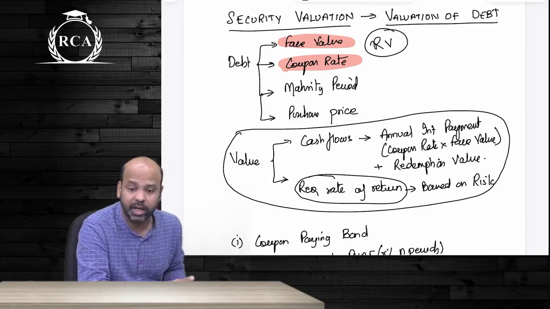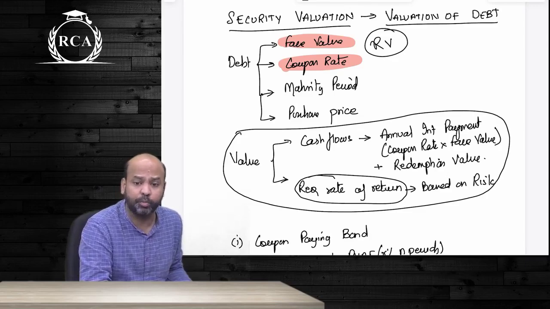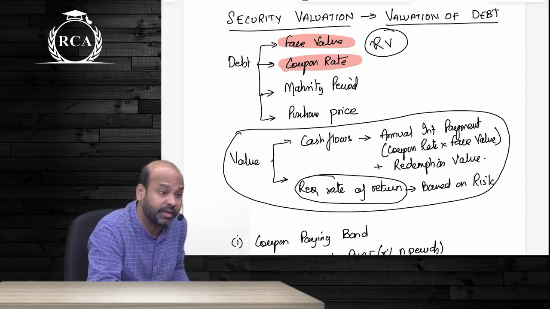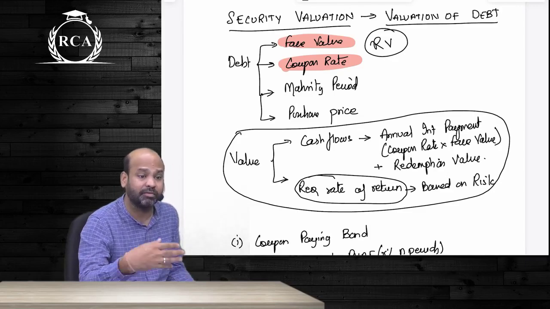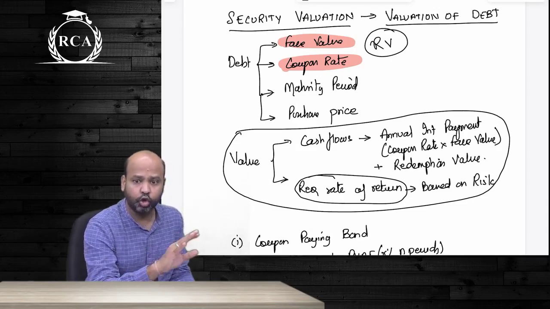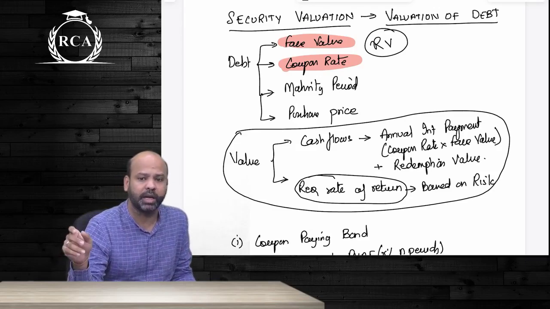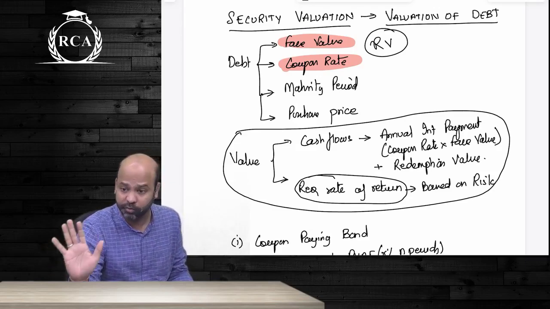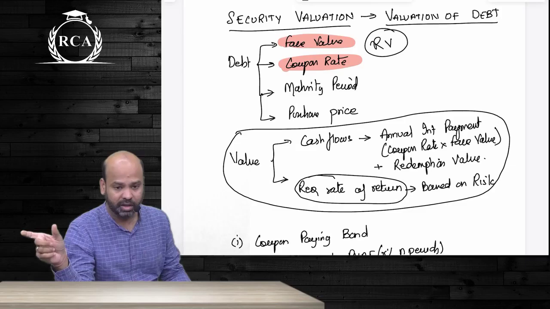A AAA rated bond will have a difference of about 0.4 to 0.5% from the risk-free rate. A AA rated bond might have 1.5%. A A rated bond can have a difference of 3%. You do not have to remember those yields for AAA, AA and A rated bonds. You just have to know that it is the risk-free rate plus risk premium.